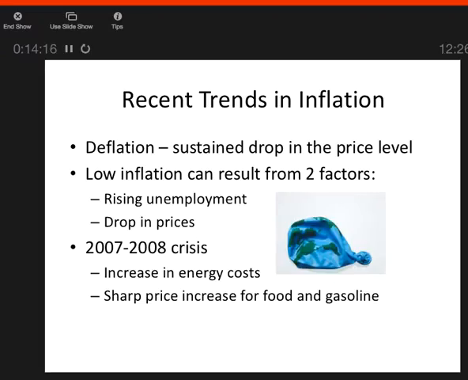Last slide. Recent trends in inflation. Now, when we think of inflation going up, that's always a bad thing in our mind, but that's not necessarily true. We have something called deflation, and this is where the overall price level, again what we find in macroeconomics, drops. That means all prices are dropping. Now, this can be a result of a couple things. One, it can mean that the unemployment rate is so high that no one is able to buy items.